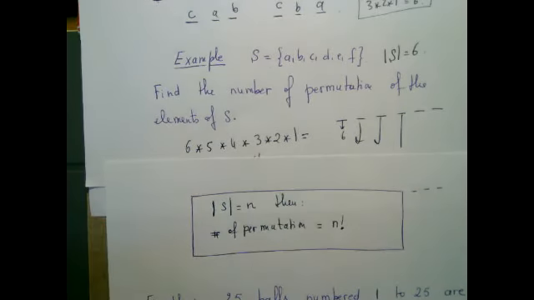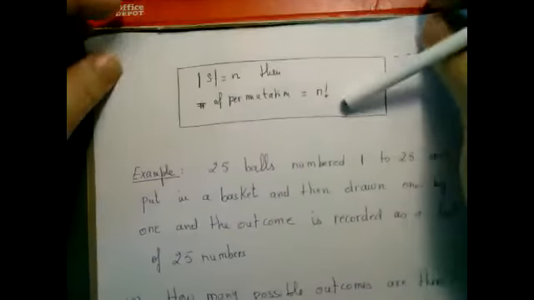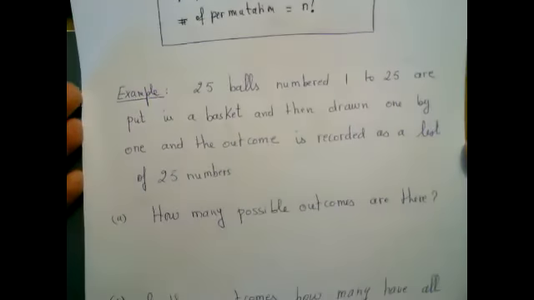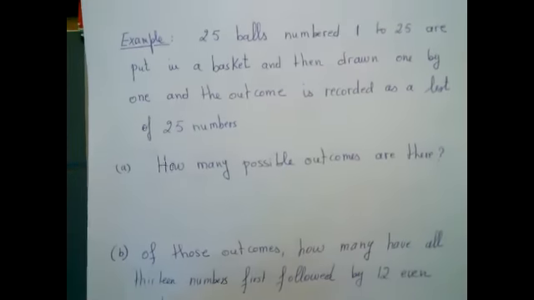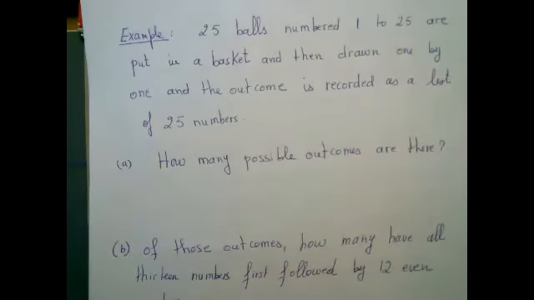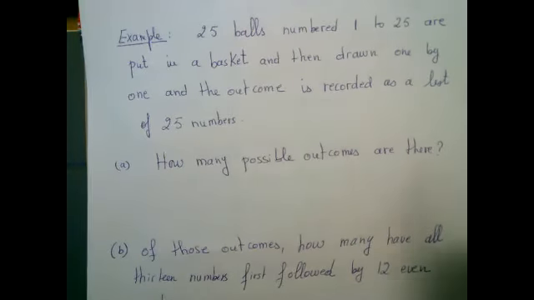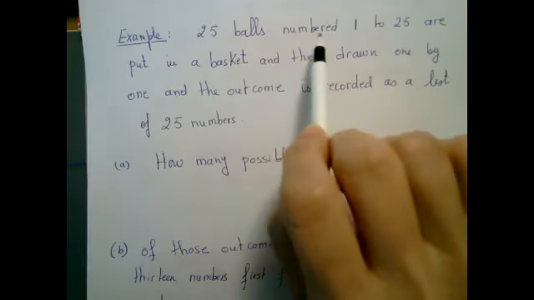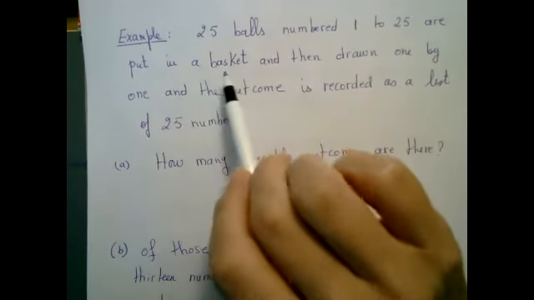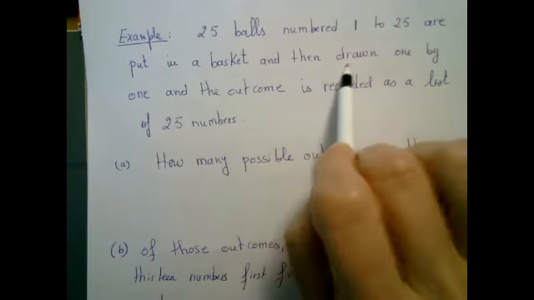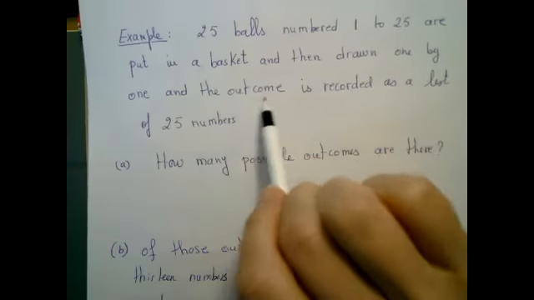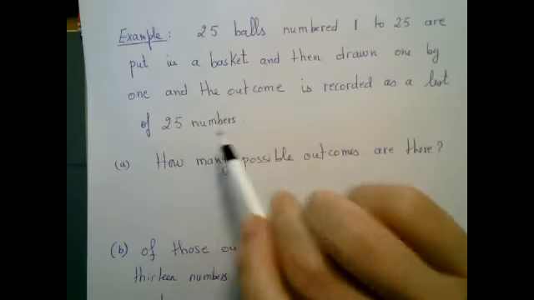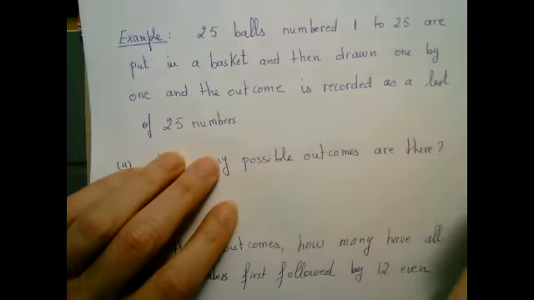Let's take a very simple example to elaborate this before we move on. So please, as I move the papers around, let me know if you're with me or not. So I'm going to put this simple problem on the board. We have 25 balls numbered 1 to 25 put in a basket and then drawn one by one. And the outcome is recorded as a list of 25 numbers as an ordered list.